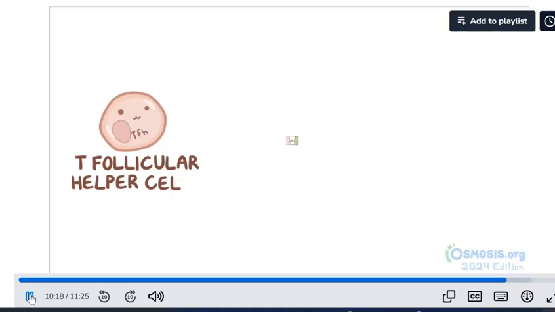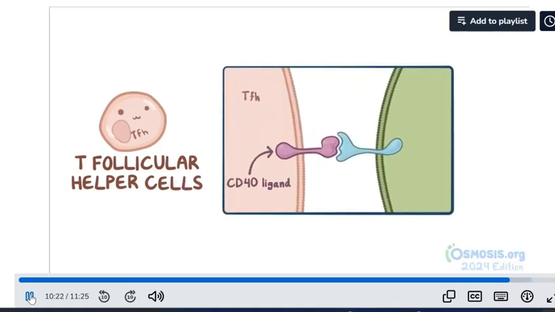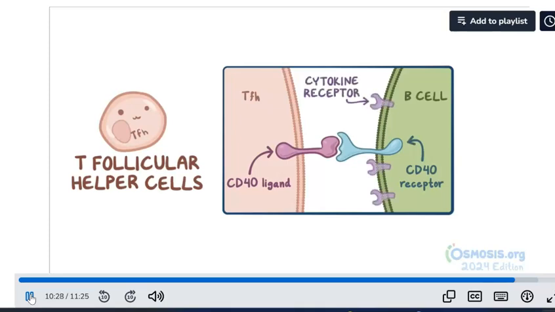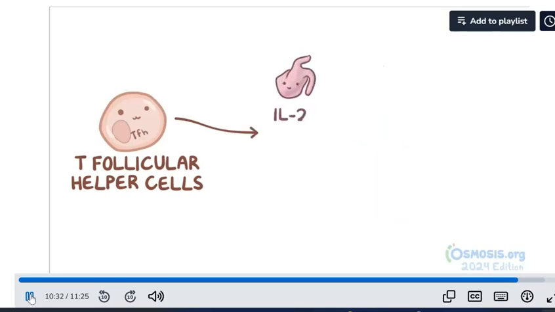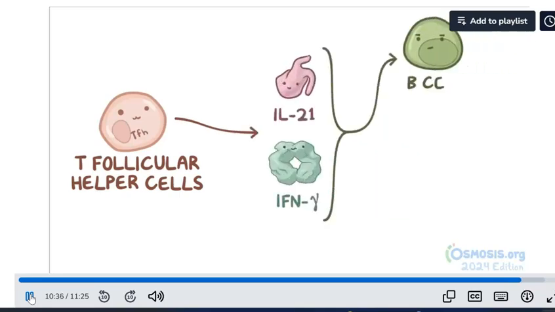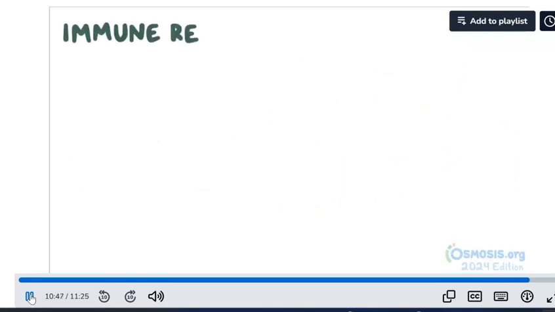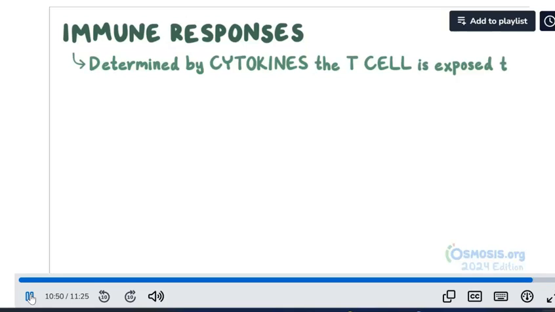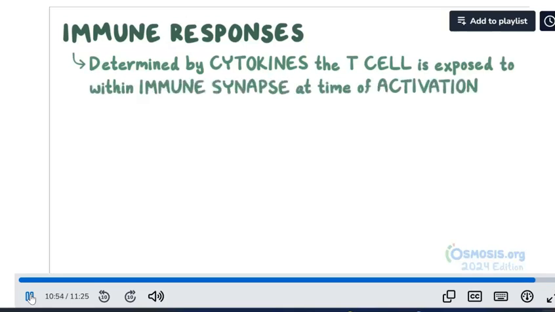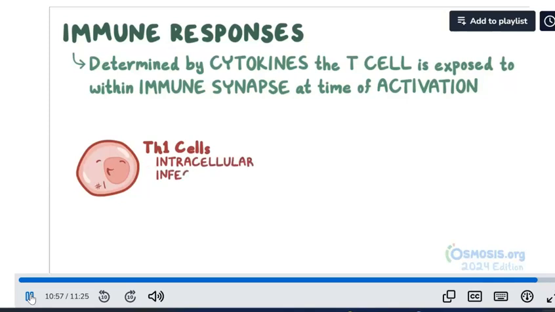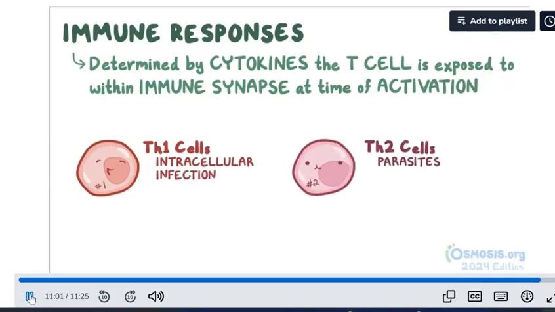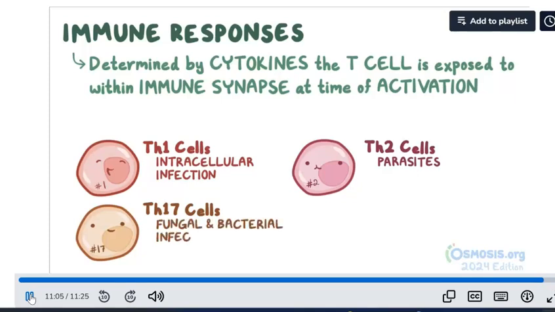Once it's become a TFH cell, it expresses CD40 ligand on its cell surface, and that binds to the CD40 receptor on B cells and makes them express cytokine receptors. The TFH cells also produce cytokines like IL-21 and interferon gamma, which stimulate B cells to differentiate into memory cells, or plasma cells that primarily produce IgG antibodies. Alright, as a quick recap. Immune responses are determined by the cytokines the T cell is exposed to within the immune synapse at the time of activation. Th1 cells fight intracellular infections. Th2 cells fight parasites. Th17 cells fight fungal and bacterial infections, and T follicular helper cells help establish memory B cells.